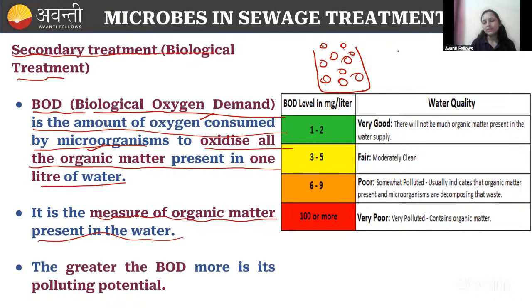Meaning, this is water number 1, this is glass number 1, and this is glass number 2. Glass number 1 consists of more organic matter, so it has high BOD. Glass number 2 consists of less, so it has less BOD.